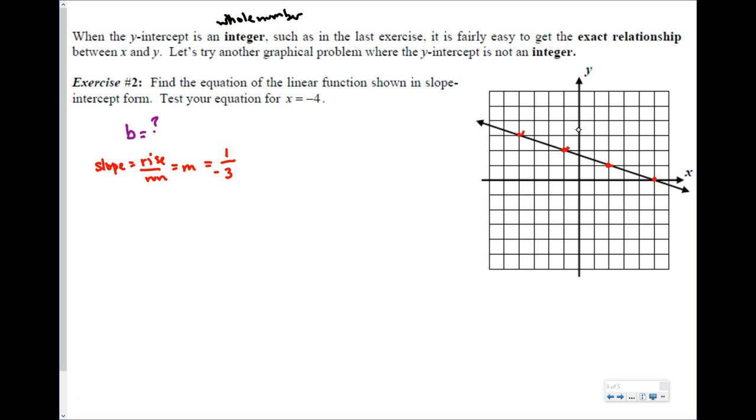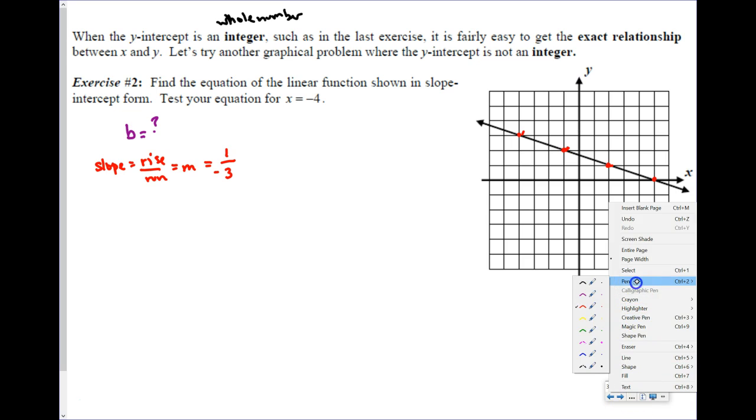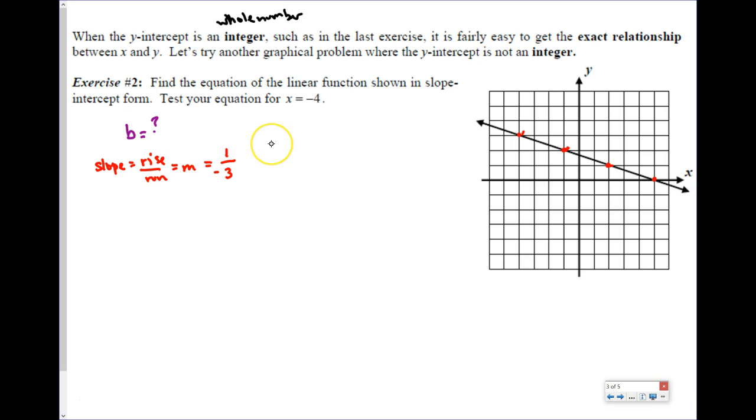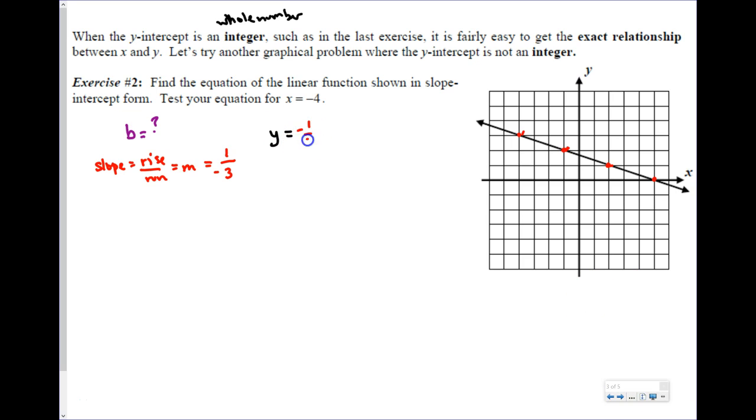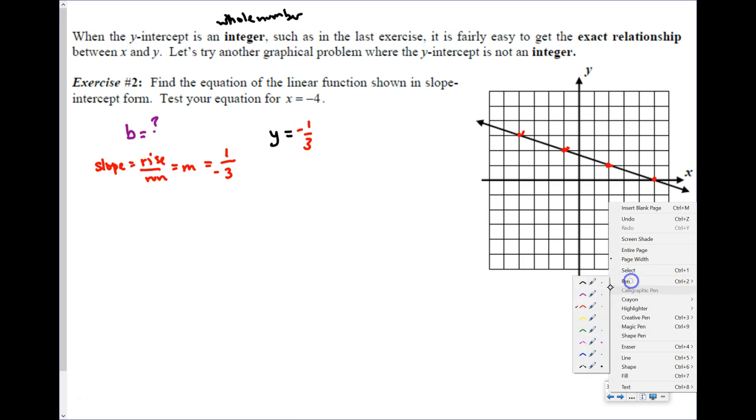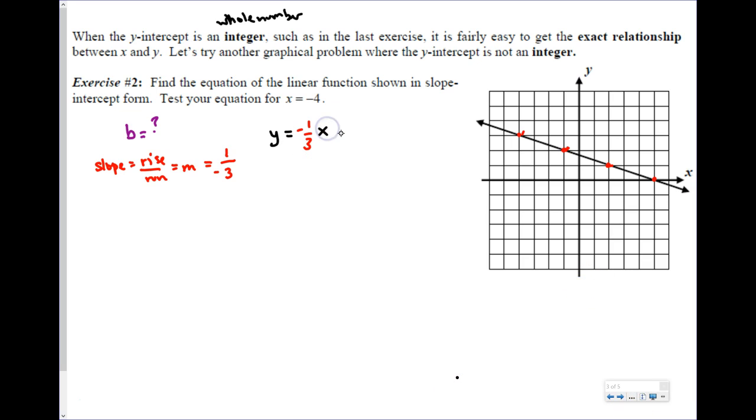So right now, if I were to plug this into my equation, I would have y equals, I'm going to plug in my slope, -1/3 x, and then I'd have this plus b, which I don't know. I need to find out this b. How can I find out the b? Well, I have an x and a y that I can plug something into. I have 4 points here on this graph. I've got 4 of them.